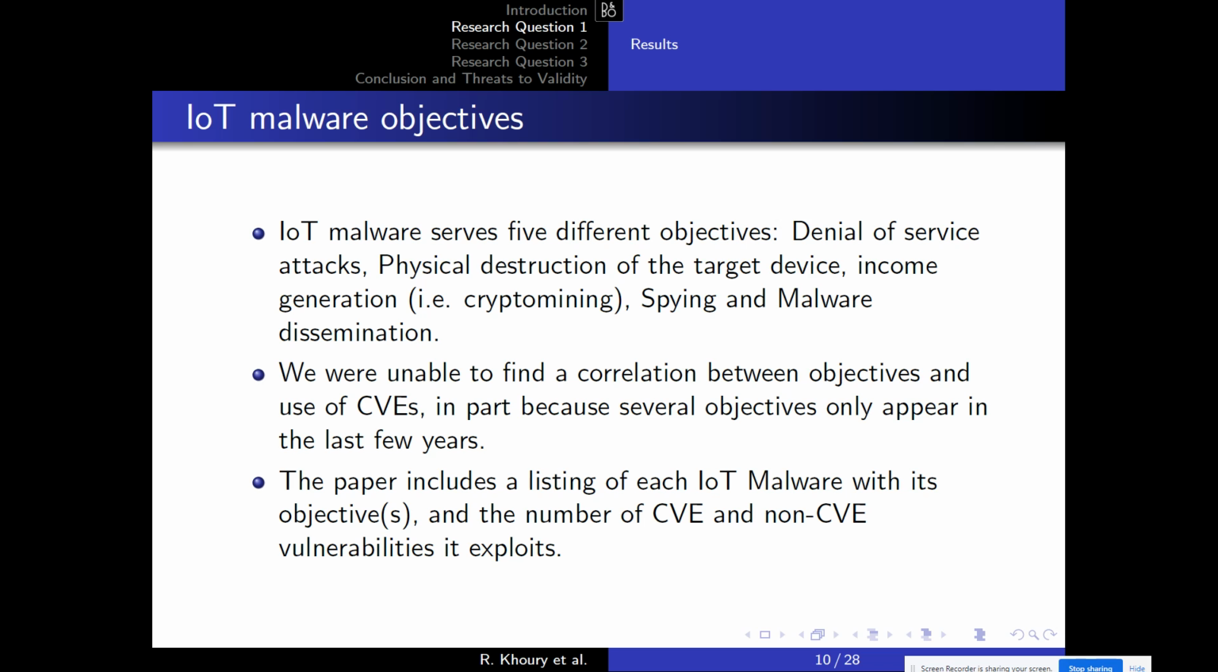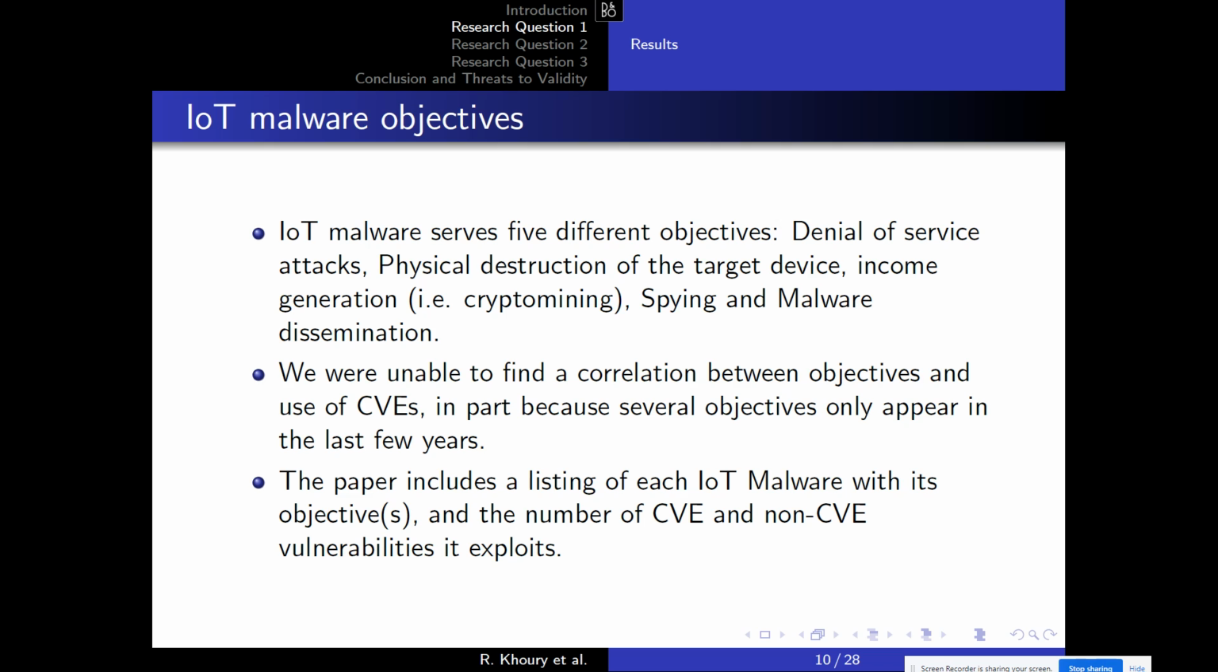Another thing we looked at in our previous research is the objectives that IoT malware might have. We found 5 different objectives. Malware might serve the purpose of creating denial of service attacks. Actually, that's the earliest objective and the most common one. We found at least one IoT malware whose purpose seemed to have been the physical destruction of the target device. There's income generation, an increasingly common objective, so that might be crypto mining or ransomware. Spying, leaking data, or the dissemination of other malware. So these are the 5 objectives that we found. Some IoT malware might have multiple objectives at the same time.